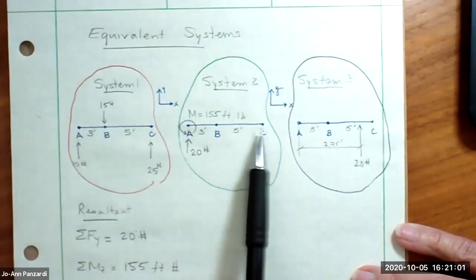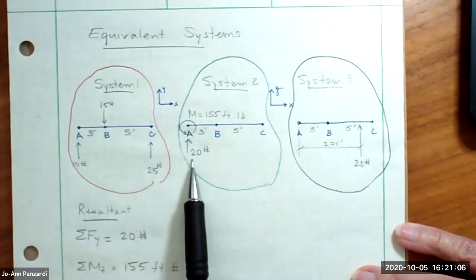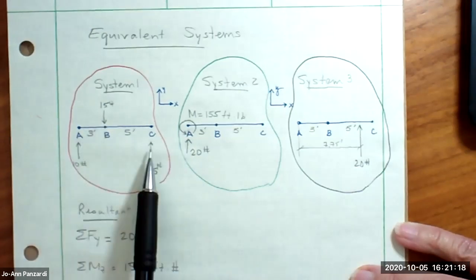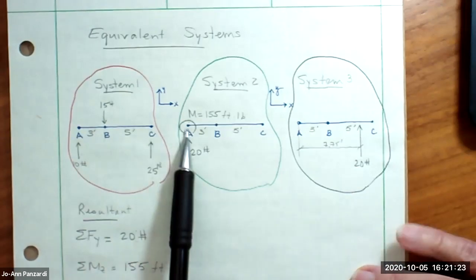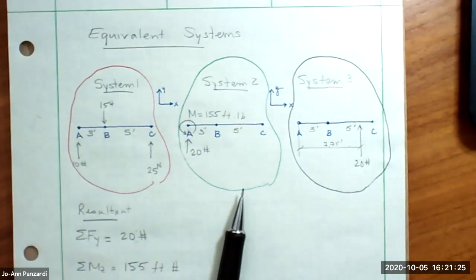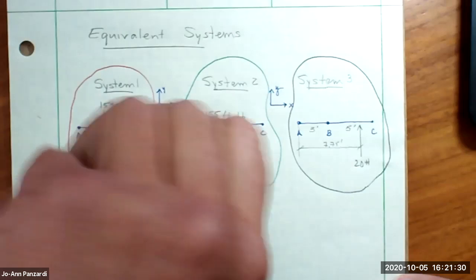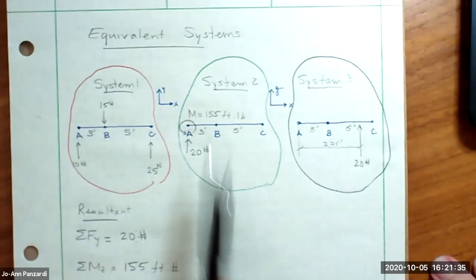System 2. Instead of putting all three forces on, I just put the resultant force of 20 pounds, and I put a concentrated moment. I'm calling it concentrated. You remember that adjective, concentrated. All these forces are concentrated, right? Because they're acting at a certain point. This is a concentrated moment. It's acting at that certain point. It's as if I'm putting a screwdriver in here, and I'm turning the screw, and it's spinning right at that point, and I'm putting a concentrated moment there.